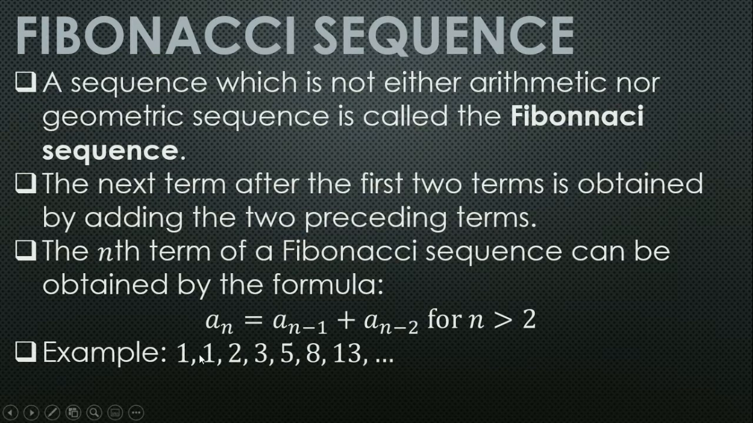Example, 1, 1, 2, 3, 5, 8, and 13. So, given yung first two terms, para makuha yung third term, we add the two preceding terms. 1 plus 1 is 2. Para makuha yung next na term, we add the two preceding terms. 1 plus 2 is 3. 2 plus 3 is 5. 5 plus 3 is 8. 8 plus 5 is 13, and so on and so forth. So this is an example of a Fibonacci sequence.